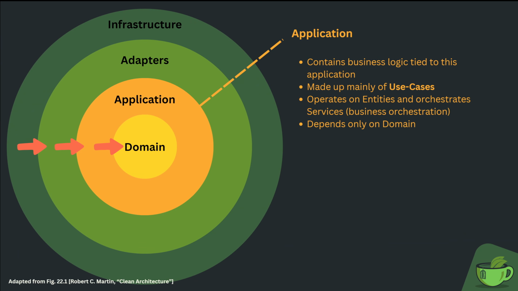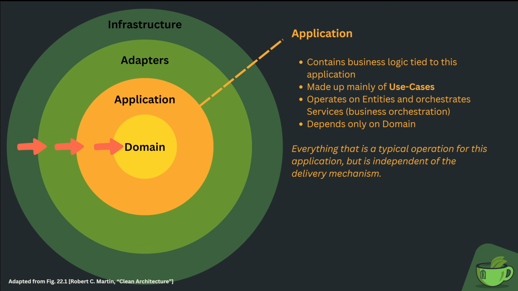Of course, this means that the application layer is dependent on the domain layer, which is in agreement with the dependency rule. The important invariant of this layer is that all the code is still independent of the delivery mechanism, frameworks, and technical details. Again, there is no Axum, Tokio, Postgres, or Serde in this layer.